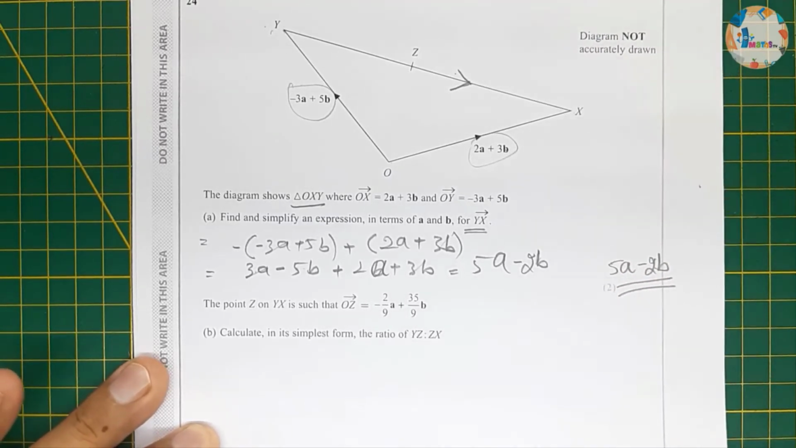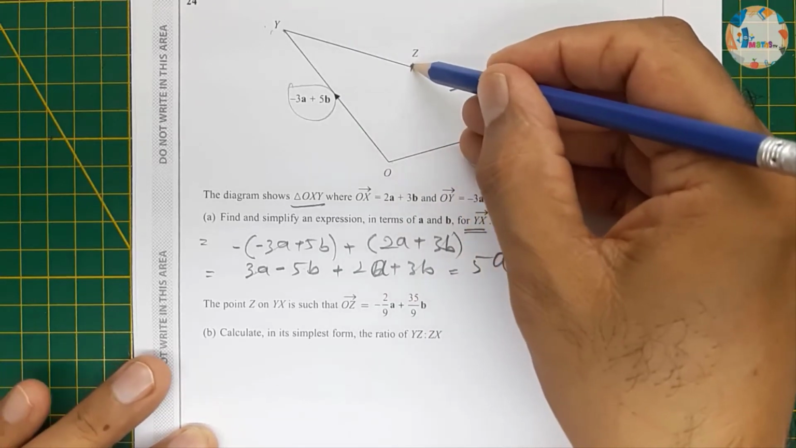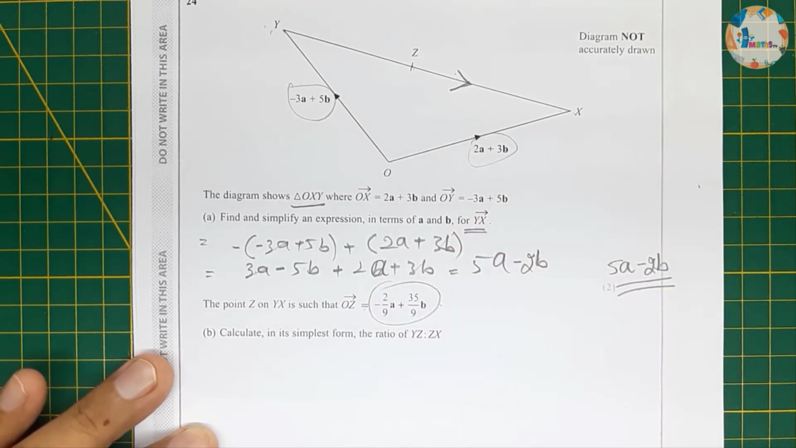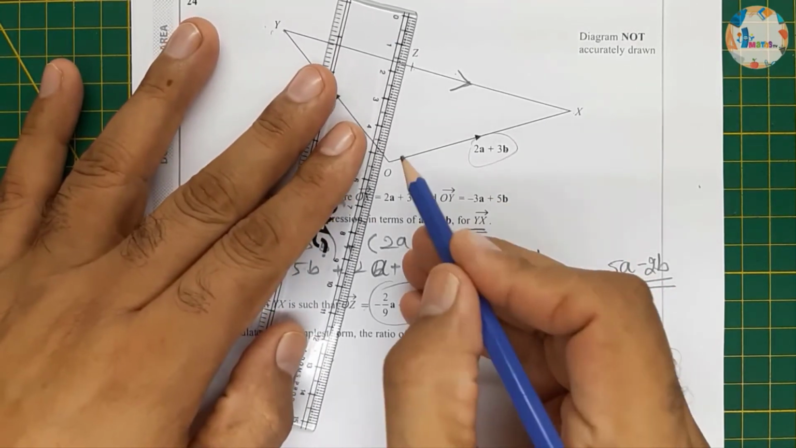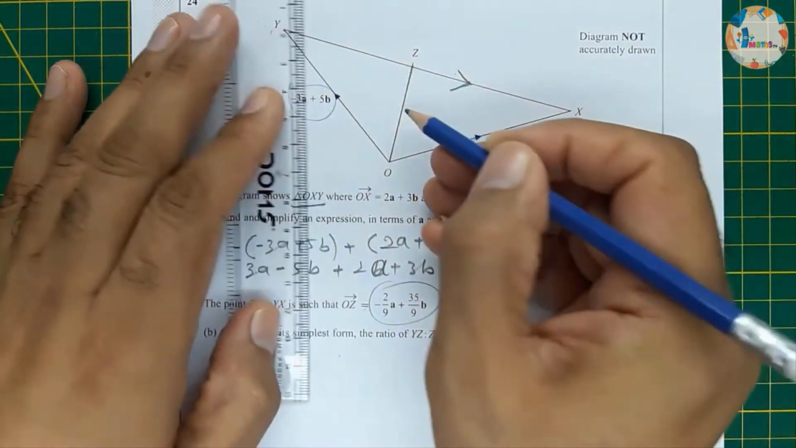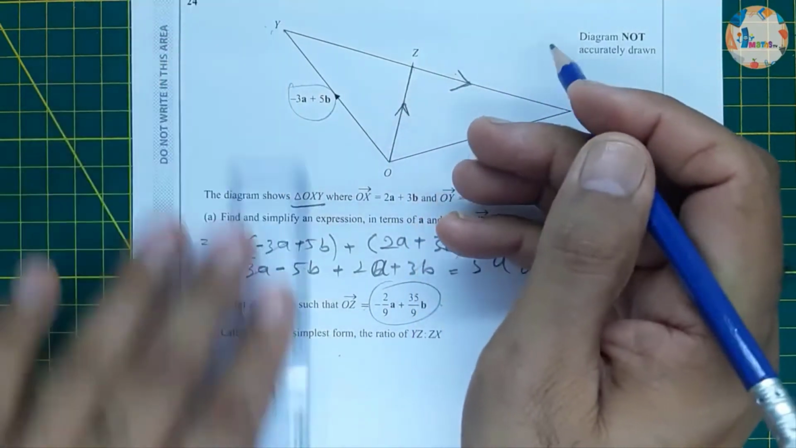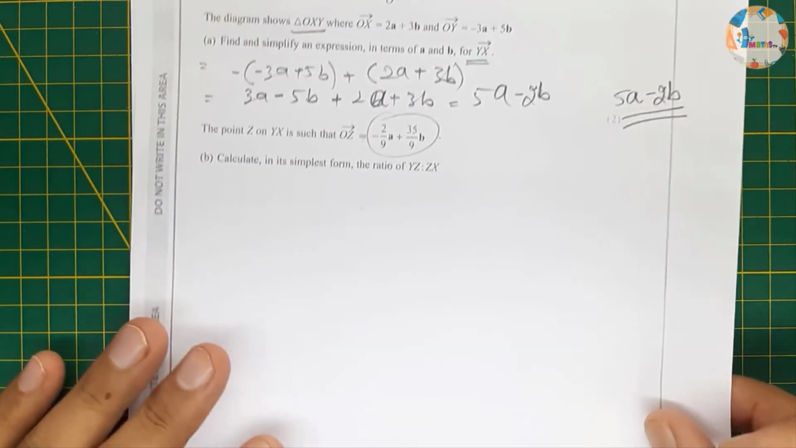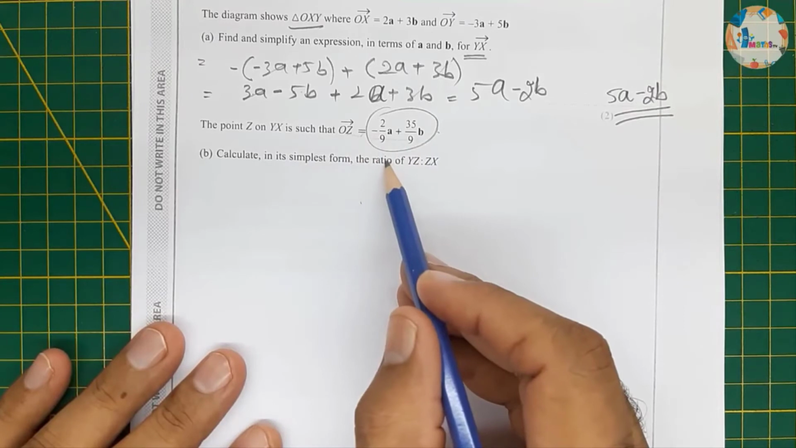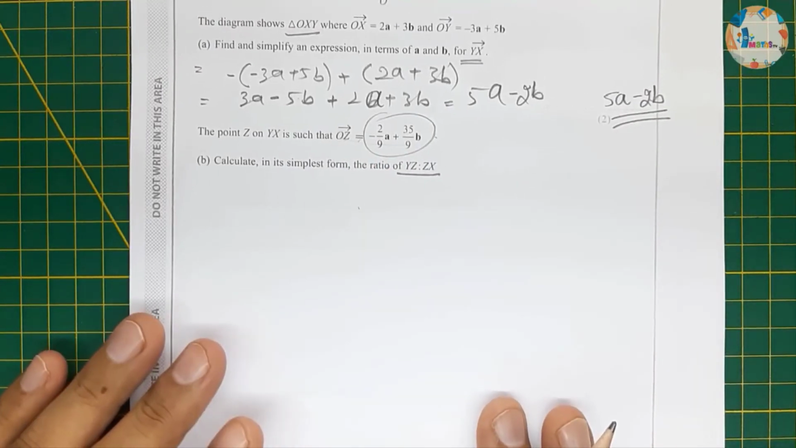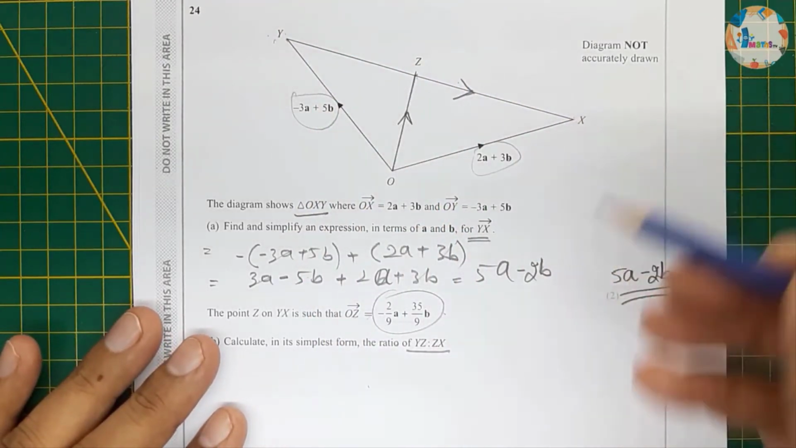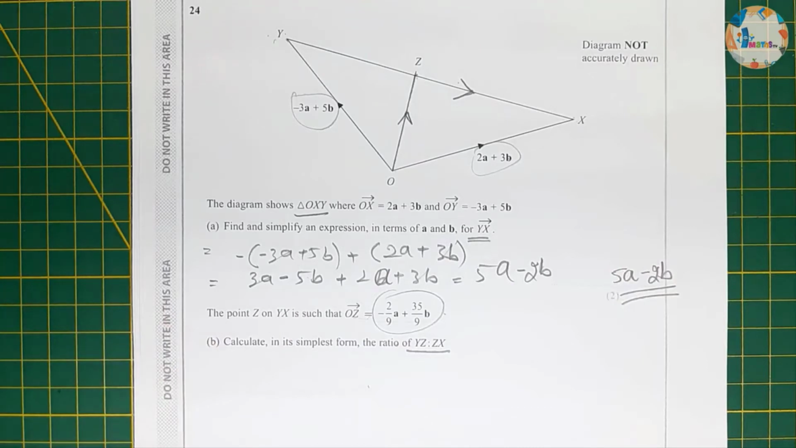Then the point Z on XY, this one, is such that OZ is equal to this one. OZ, we can draw basically with the help of the scale. O to Z is this one. OZ is this vector, and they have given the vector. This information is provided. Calculate in its simplest form the ratio between YZ and ZX. YZ and ZX, we have to check for the ratio.